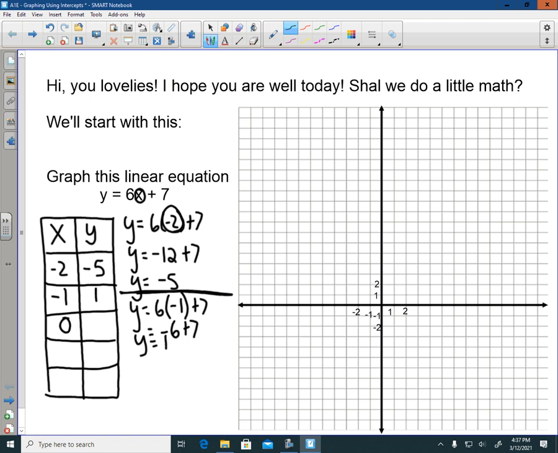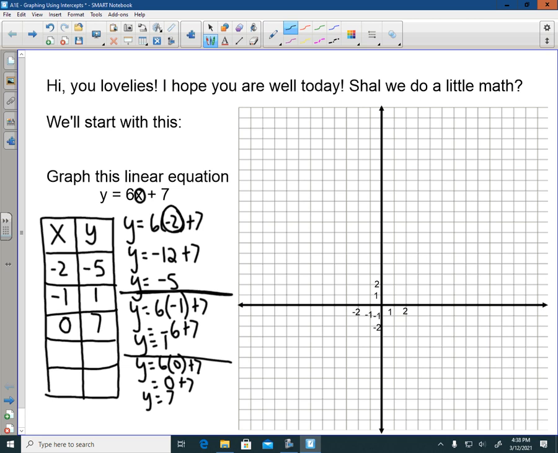Now I suggest you play around with 0 a little bit, so let's do that. Pop that 0 in for x, and you have y equals 6 times 0 plus 7. Well, y equals 6 times 0, which is 0, plus 7. And so y equals 0 plus 7, or 7. And so when x is 0, y is 7.